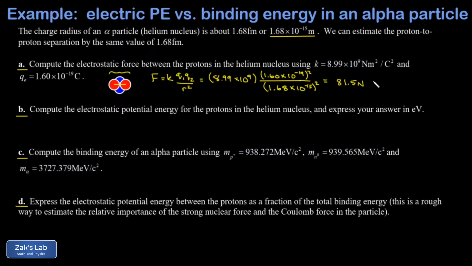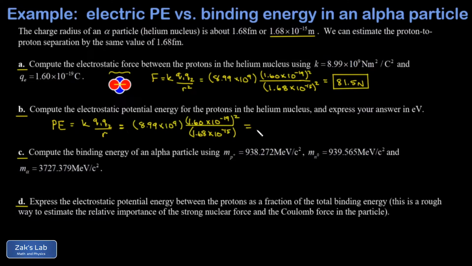And that might not seem like a huge force, but when it's applied to particles this small, that's enormous. If that was the only force acting on these protons, they would fly apart with immense acceleration. Next, we look at the electrostatic potential energy between the protons. And that's given by k q1 q2 over r, so we're not squaring the separation distance in that. And when we run the numbers on this, we get 1.37 times 10 to the negative 13 joules.